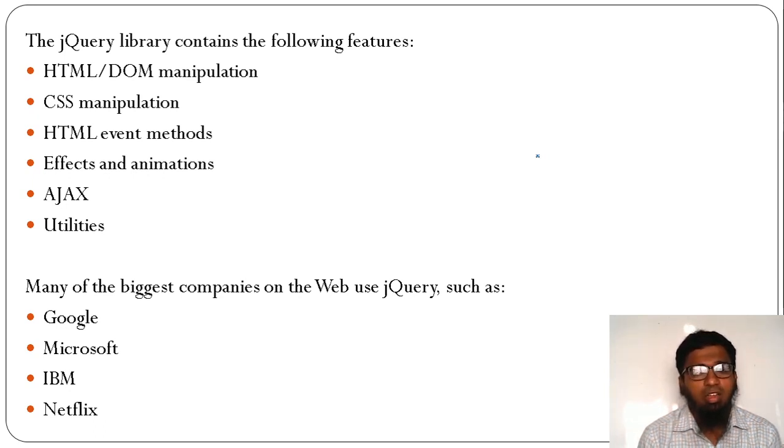Then Ajax and utilities. But here, as I told you, many of the biggest companies on the web use jQuery, such as Microsoft, Google, IBM, Netflix. This is why they are using jQuery: it does not require much data to load. It will load fast, and whatever you are looking for will appear very quickly.